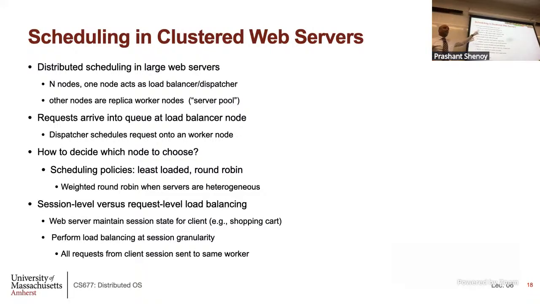So requests are going to arrive at the load balancing queue. You have to now decide, like always, which of the nodes to send that request to. You can use least loaded, round robin, and so on. There are many approaches, and you can pick one of them. And then there are other interesting approaches, which are what is called session level load balancing or request level load balancing. So what do these things mean?